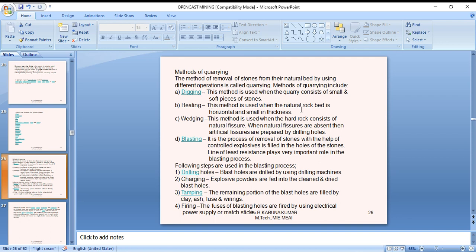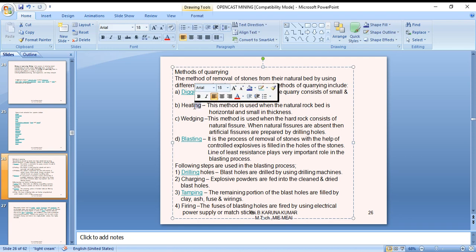This method is used when the natural rock bed is horizontal and small in thickness. Then there is the heating process. Wedging is another method. It is used when the hard rock consists of natural fissures. When natural fissures are absent, artificial fissures are prepared by drilling holes. So this is called the wedging method. And the general method is blasting.